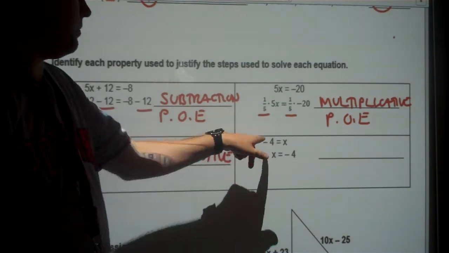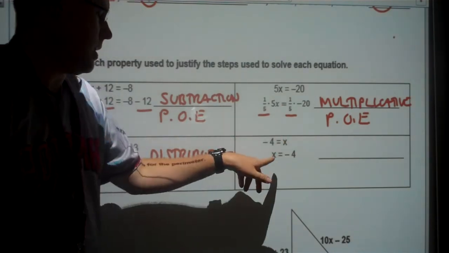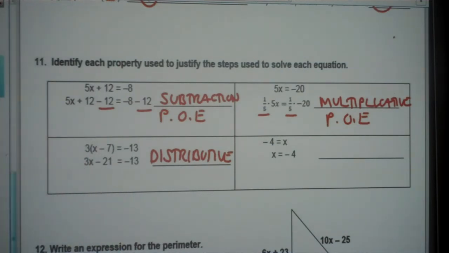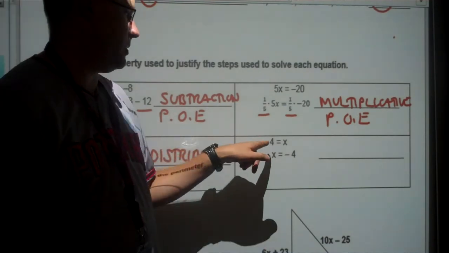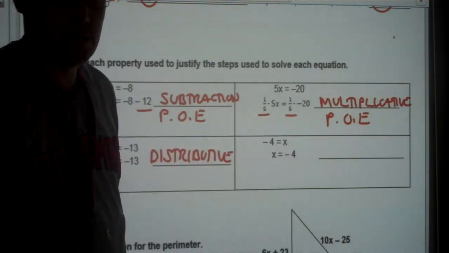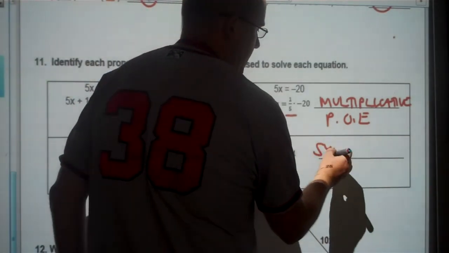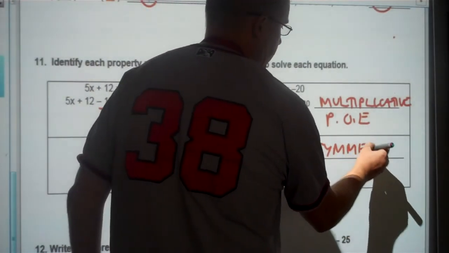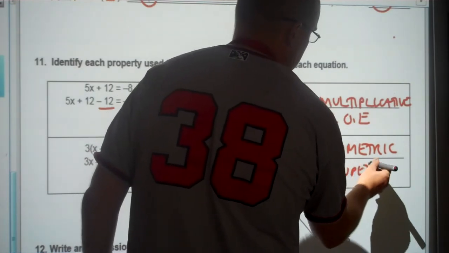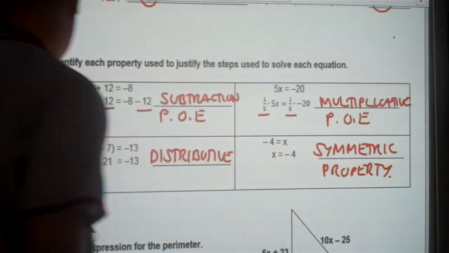Now on this one here, we started with negative 4 and x, and then we've got x and negative 4. Now if you just think that it moved, you'd be tempted to put the commutative property. But what actually happened specifically here is the left and the right both switched over. The right came to the left and the left came to the right, and when that happens, that's the symmetric property. So you've got to be very careful that you don't mix those two up, because that's fairly easy to do.